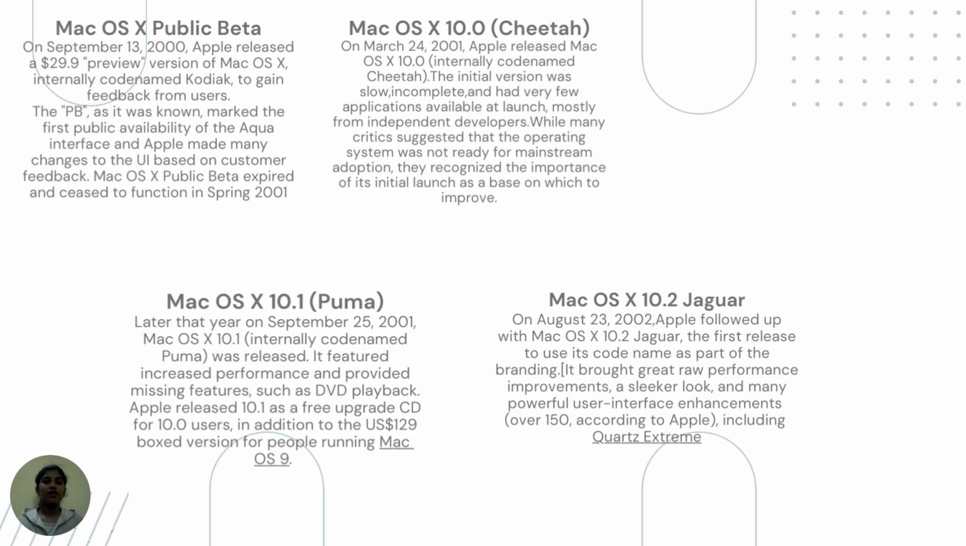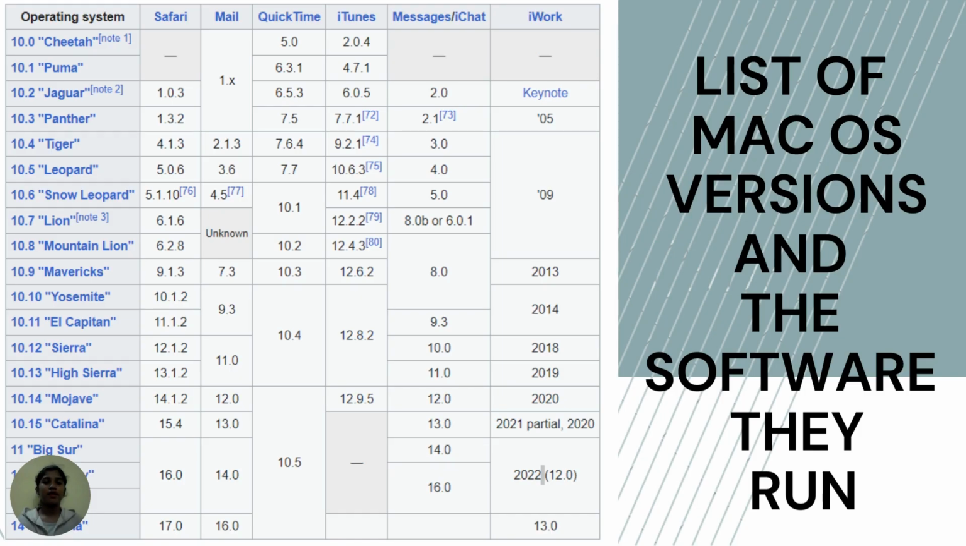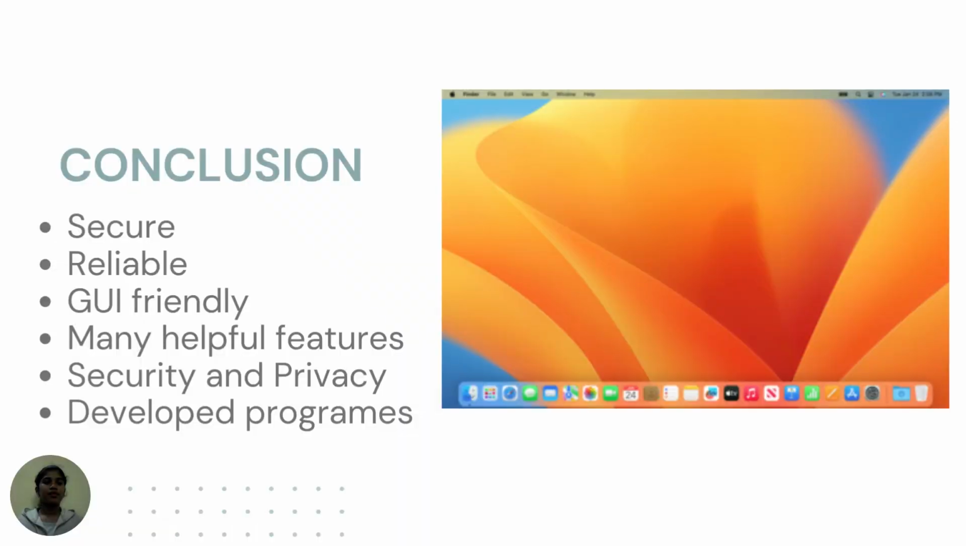The next are some of the versions of Mac OS X, which are Mac OS X Public Beta, Cheetah, Puma, Jaguar. These are some of the list of Mac OS versions and the software they run: Cheetah, Puma, Jaguar, Panther, Tiger, Leopard, Snow Leopard, Lion, Mountain Lion. These are the 14 versions. Now we conclude that Mac OS is secure, reliable, GUI friendly, and has many helpful features with security and privacy and developed versions.